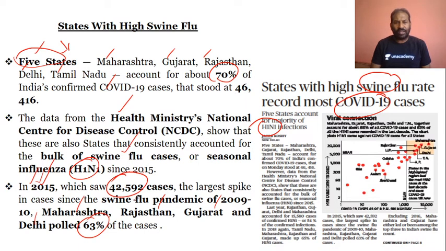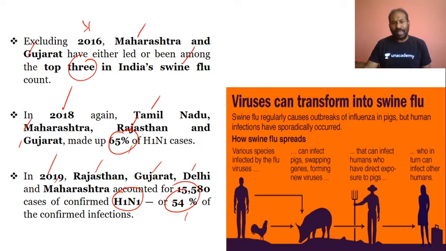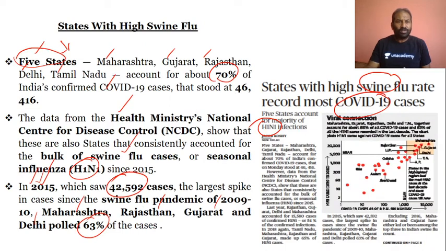So Maharashtra, Rajasthan, Gujarat and Delhi have had the maximum swine flu cases since 2015 onwards. Comparing with the 5 states now in regard to COVID-19 cases, that is Maharashtra, Gujarat, Rajasthan, Delhi and Tamil Nadu, all of them also had swine flu cases in the previous years, from 2015 onwards. So the link is that the states which had swine flu cases are recording the highest number of COVID-19 cases.